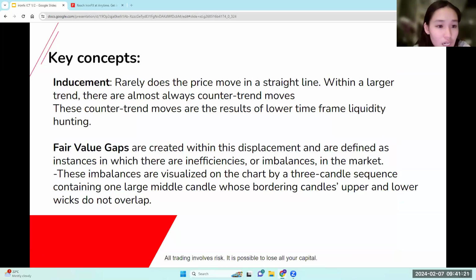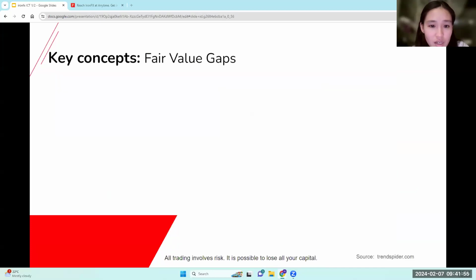Okay, now the next key concept we're looking at is the fair value gaps. These are created within the displacement and are defined as instances in which there are inefficiencies or imbalances in the market. If we visualize what this means, it's basically a three-candle sequence containing one large middle candle whose bordering candles' upper and lower wicks do not overlap. So let me show you an example of this now.